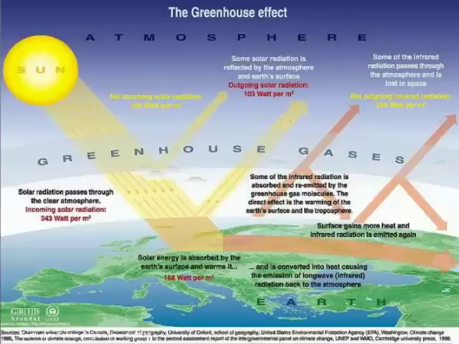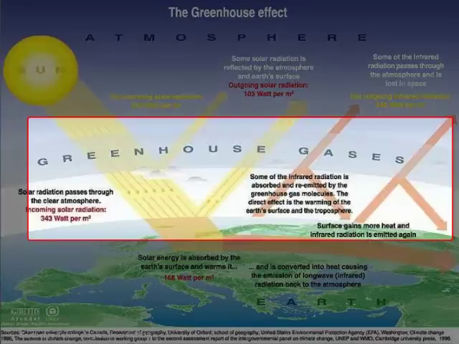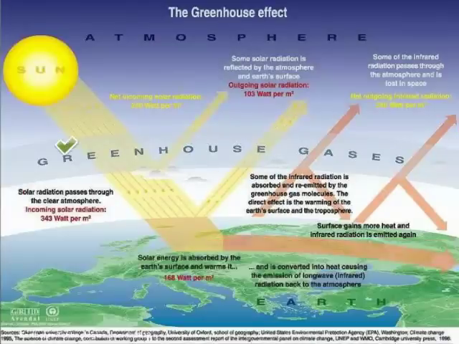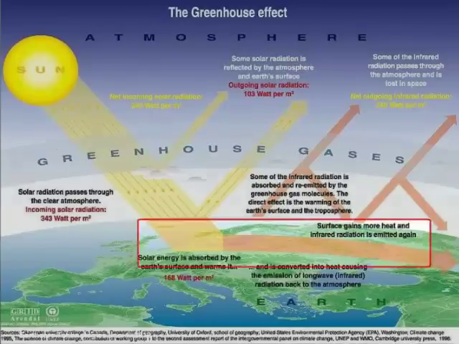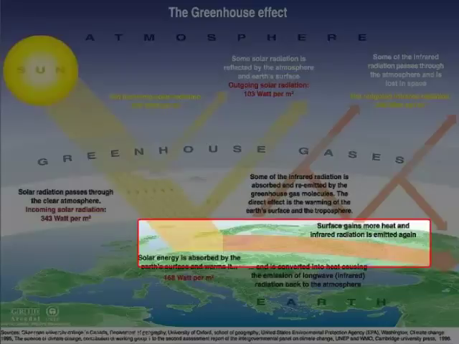The greenhouse effect occurs when radiation is trapped in the Earth's atmosphere. The cycle begins when solar radiation passes through our planet's clear atmosphere. This solar energy is absorbed by the Earth's surface and the planet warms. This is called incoming solar radiation.